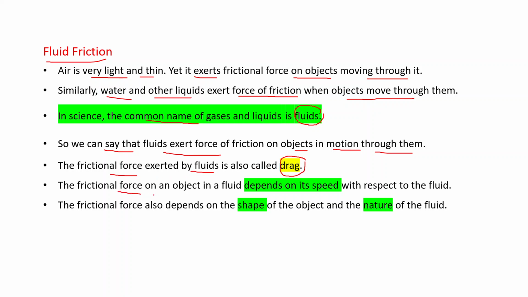The frictional force on an object in a fluid depends on its speed with respect to the fluid. The frictional force also depends on the shape of the object and the nature of the fluid. Simply we can say the fluid friction depends on three things. First one is speed of the object with respect to the fluid, shape of the object, and nature of the fluid.